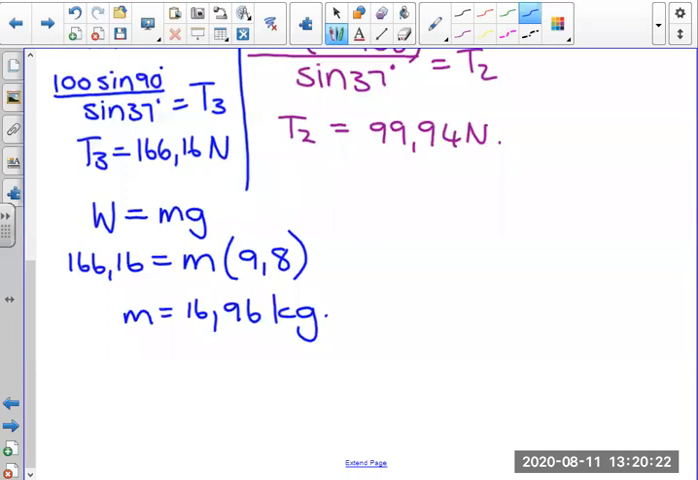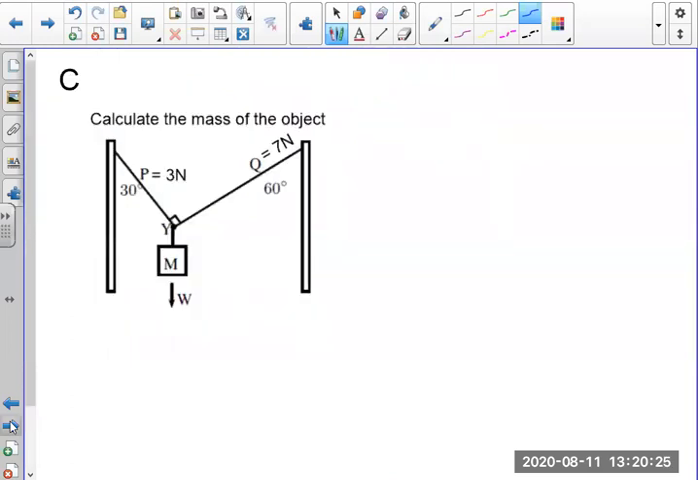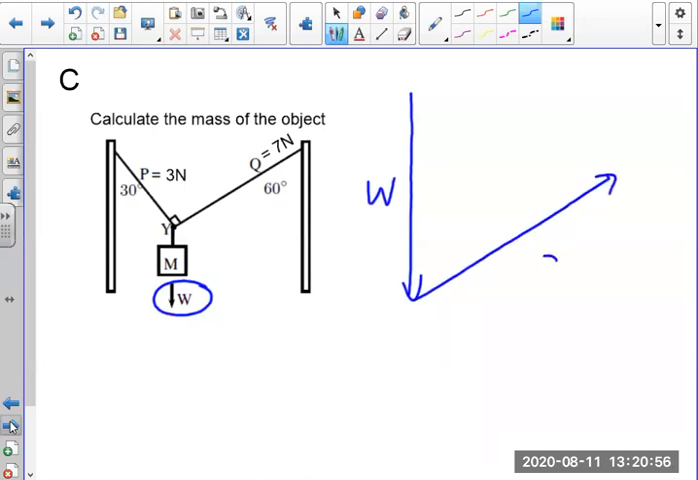Okay. The next one is example C that I have here. Calculate the mass of the object. So again, they want us to work out the mass of this object. Now, again, in the question, they would say that this object M is hanging still or is in equilibrium, and they just want us to work out the mass of the object. Now, what I will do is I will draw my triangle. So this is the weight that I'm going to use to work out the mass. This is Q parallel to Q. Can you see that? And this is P parallel to P in the picture given to us.